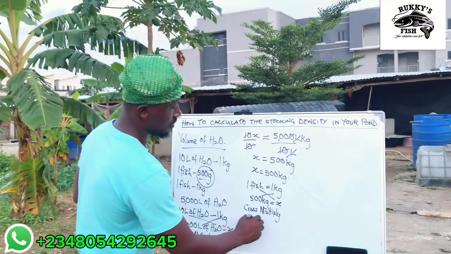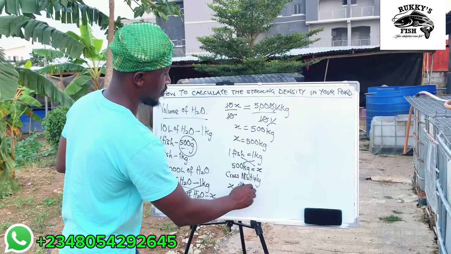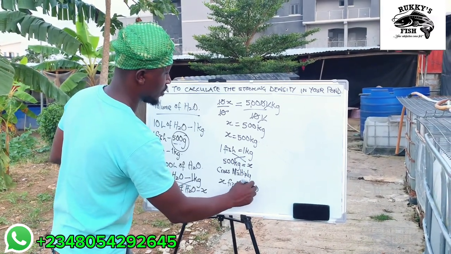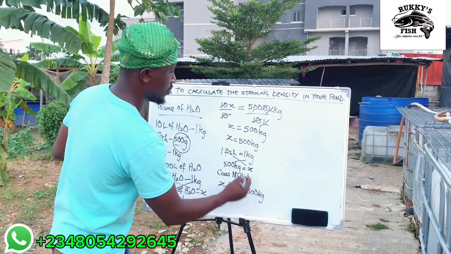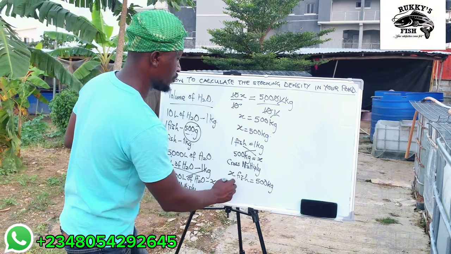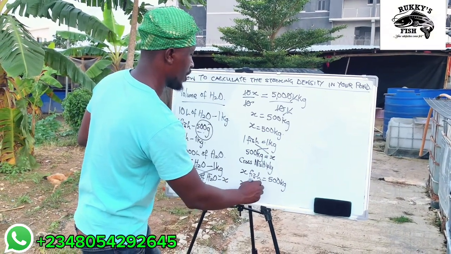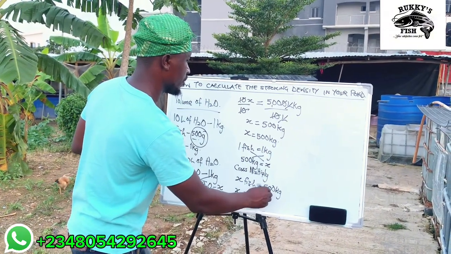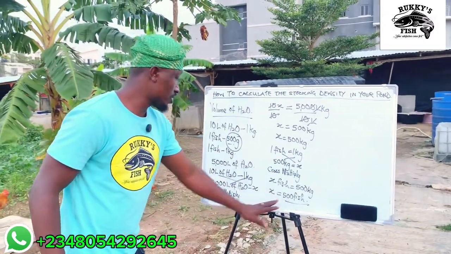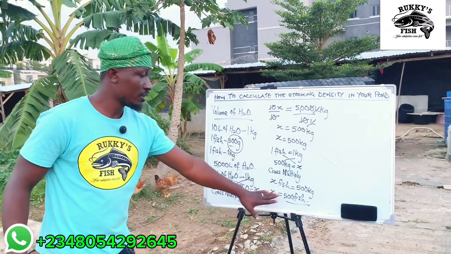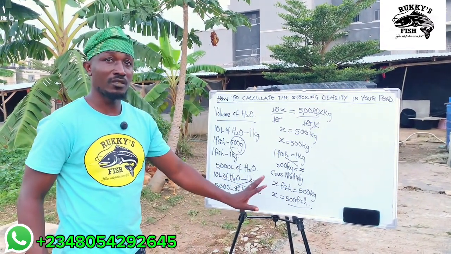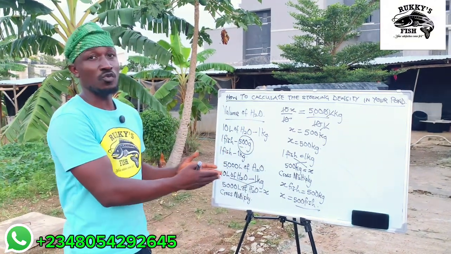So x fish is equal to 500 kilograms. Remember, if you are multiplying this, it still gives you 500 kilograms. So since you are looking out for fish, x becomes 500 what? Fish. Okay, so this is it. Now at this point, it means that 5,000 liters of water can contain 500 pieces of fish conveniently, and this is the way to go.